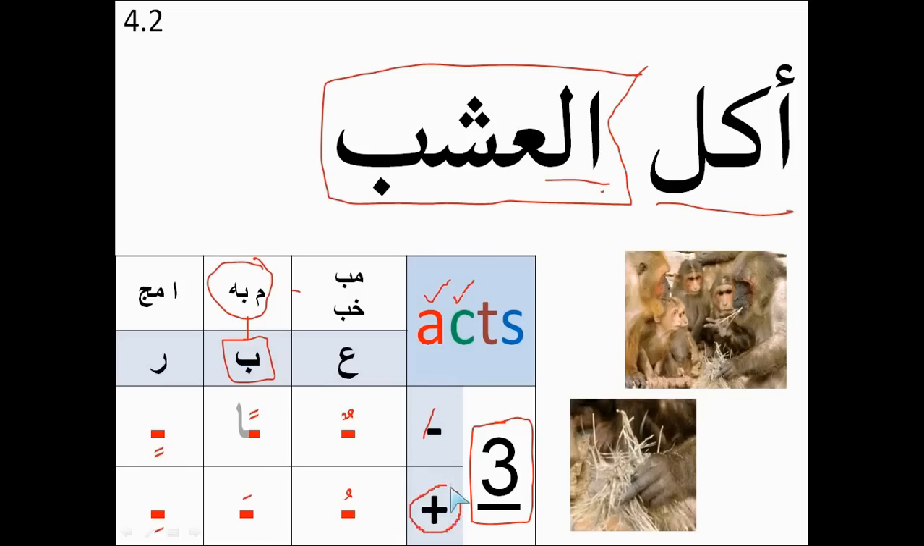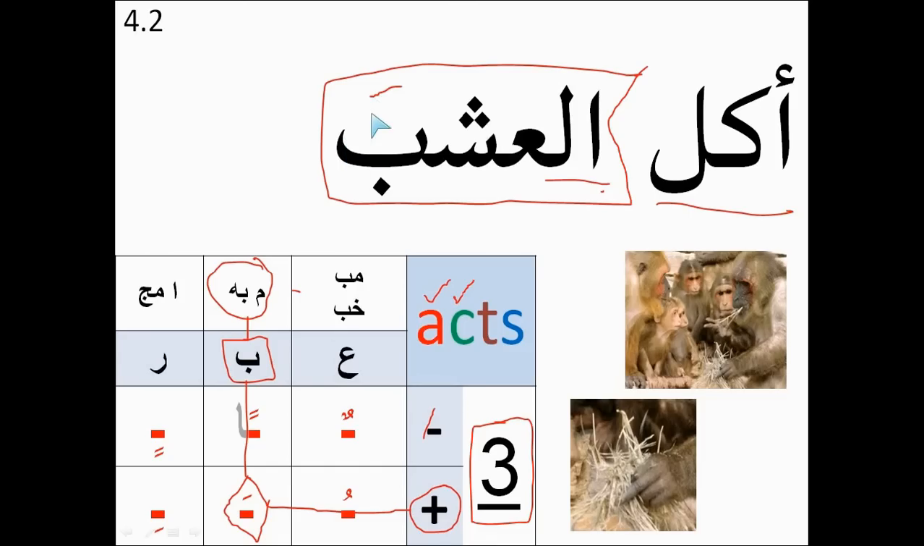So we click on there, and where these two join is the symbol we want. So we come down the mansub column and across here, and we get a single fatha. So we put here akala al-ushba.